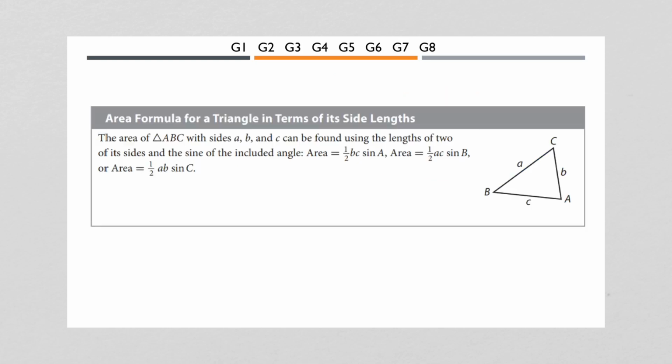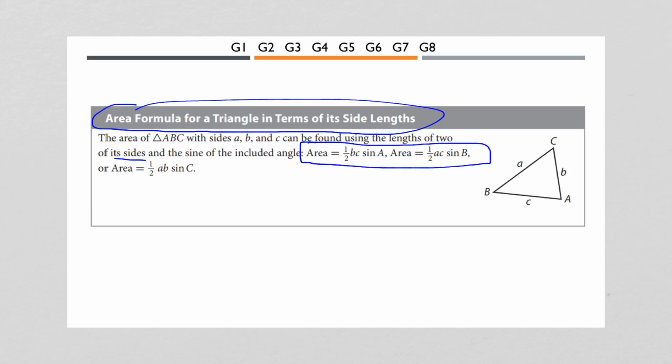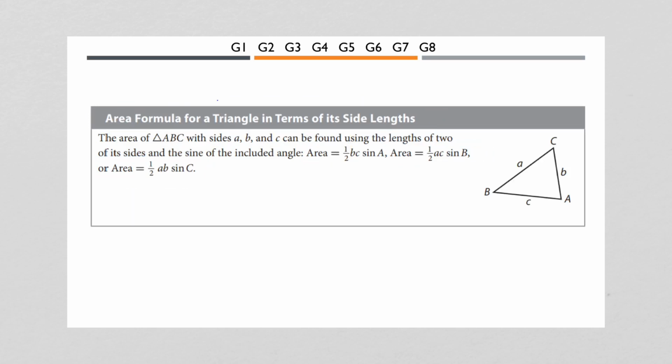And here's the formula. It's the only formula we're going to work with. Please copy down the title, area formula for a triangle in terms of its side lengths. And make sure you write from here all the way to here. So pause the video so you can write it down. The area of triangle ABC with sides A, B, and C can be found using the lengths of 2 of its sides and the sine of the included angle.